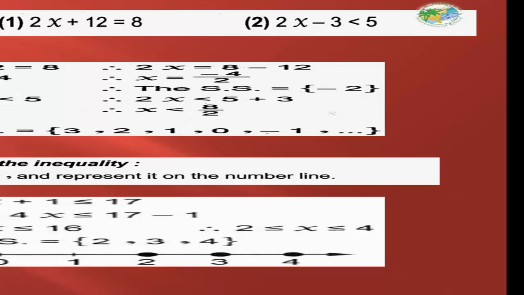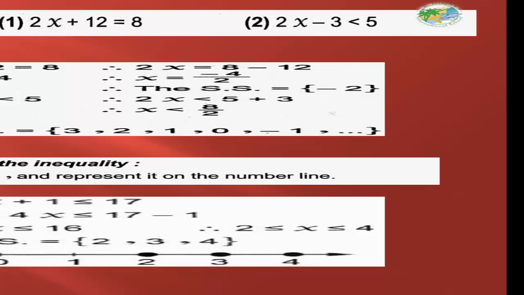To find the value of x, we divide the 4 on both sides. So here x, divided by 4, equals 2, and 16 divided by 4 equals 4. Then x is more than or equal to 2 and less than or equal to 4. Between 2 and 4 is what? 3. It says or equal to 2, so we write 2, and or equal to 4, so we write 4. Then the solution set equals 2, 3 and 4. This is the solution set for this question.